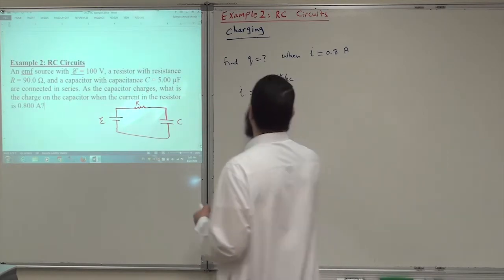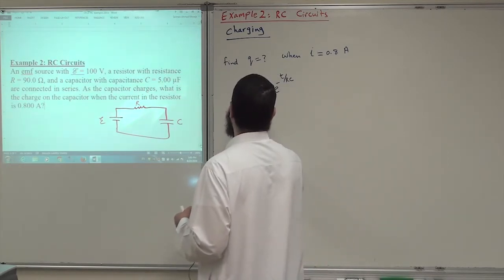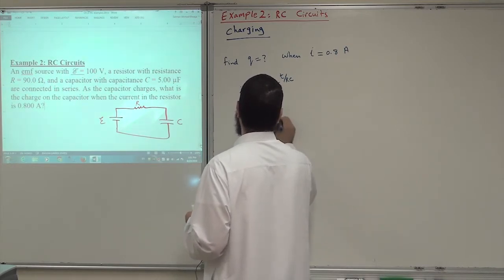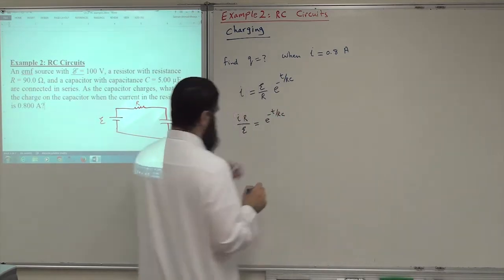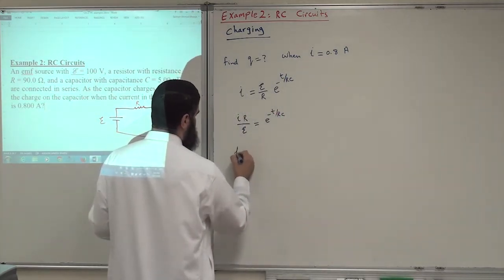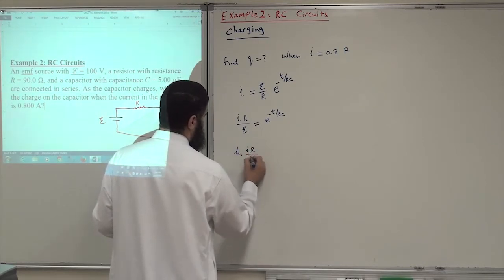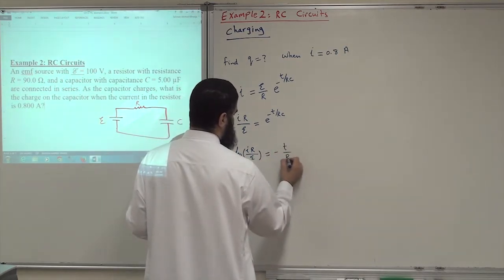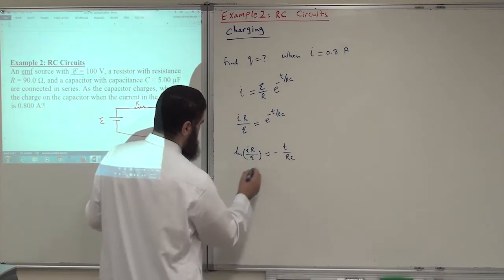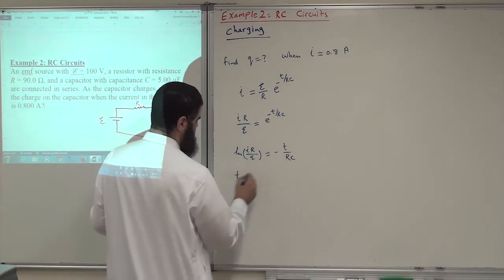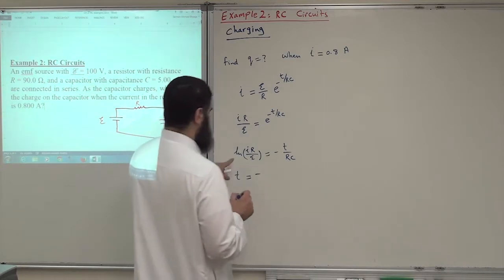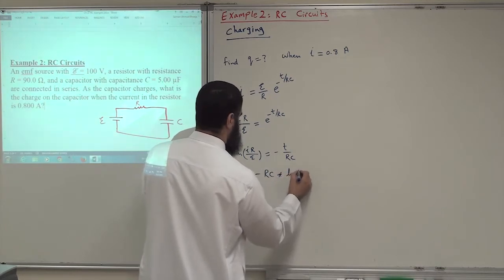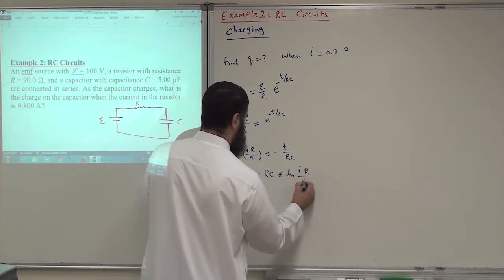So here we will have I multiplied by R divided by E, all of this equal to e to the minus t over RC. We'll take ln of both sides, so we'll end up with ln of IR divided by E equals ln of e to the minus t over RC, so the time can be written as t equals minus RC multiplied by ln of IR over E.